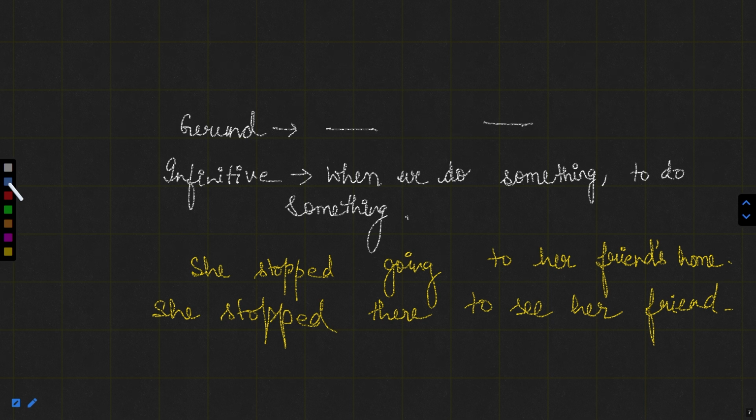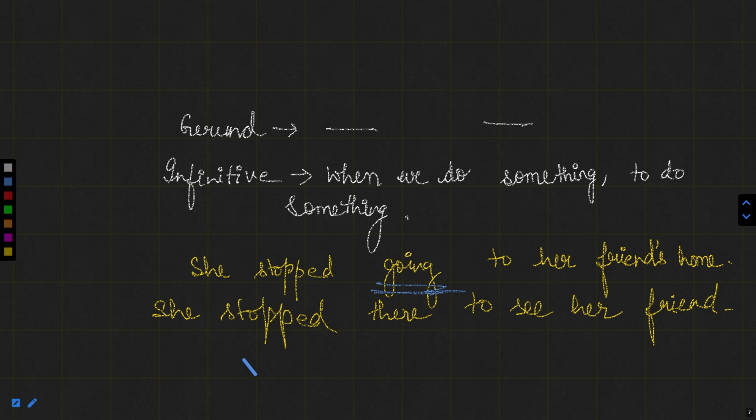Also, if I see the verb stopped in these two sentences, let us see it with the help of the sentences itself. If I say, she stopped going, it means what has she stopped? She stopped this action. Now, from now onwards, she does not go to her friend's home because she has stopped going. It means she has restricted going, or she has now stopped herself from going to her friend's home. It simply means that she does not go to her friend's home from now onwards.